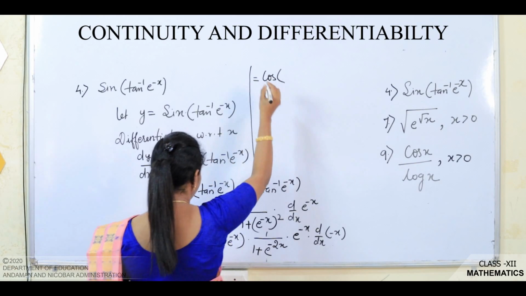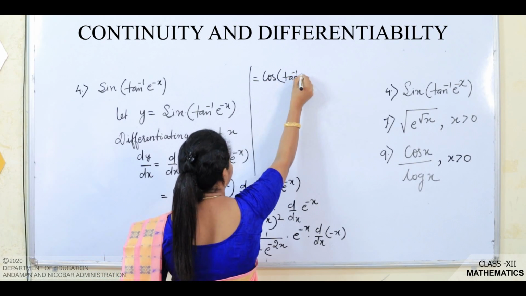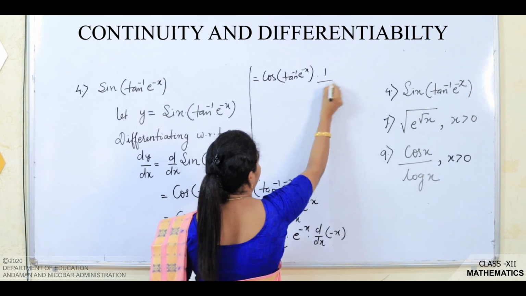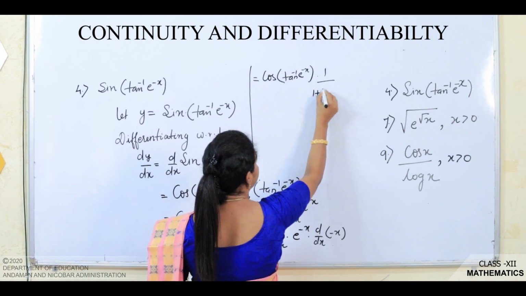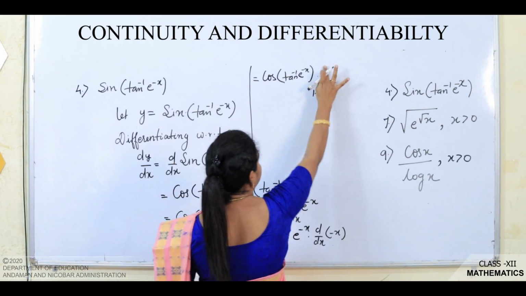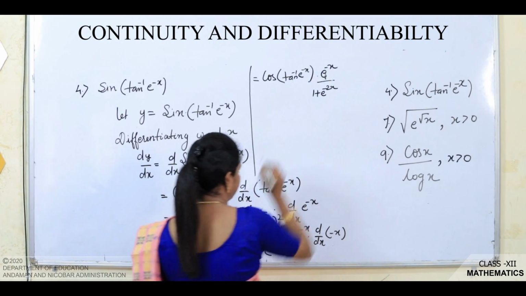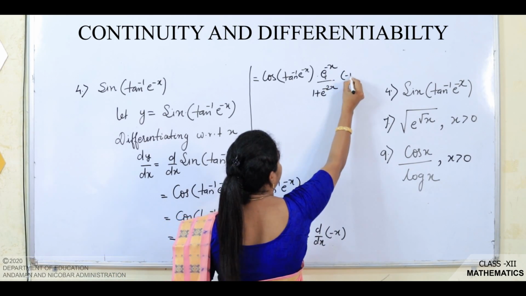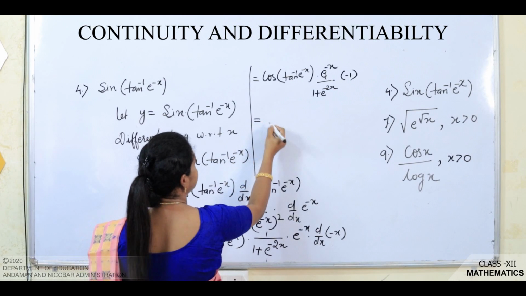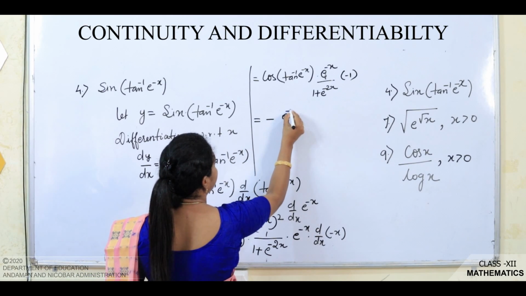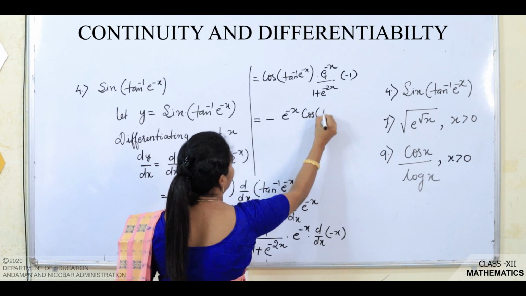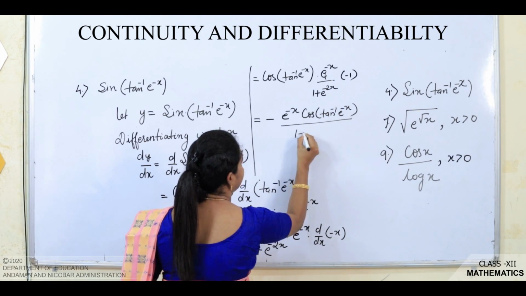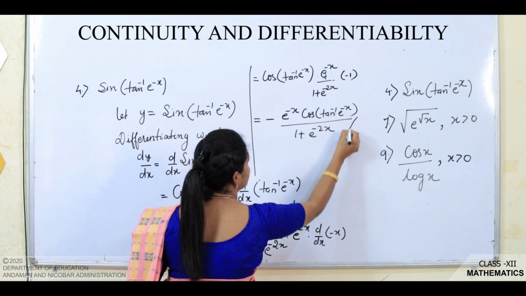cos of tan inverse e power minus x into 1 by 1 plus e power minus 2x. ये e power minus इसको हम यहाँ मल्टीप्लाई कर लेते हैं, ठीक है, इसके साथ में 1 के साथ में. What is d by dx of minus x? It is minus 1. So, finally you got the answer as minus e power minus x cos tan inverse e power minus x the whole divided by 1 plus e power minus 2x.